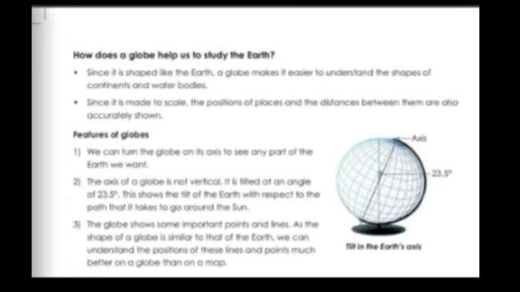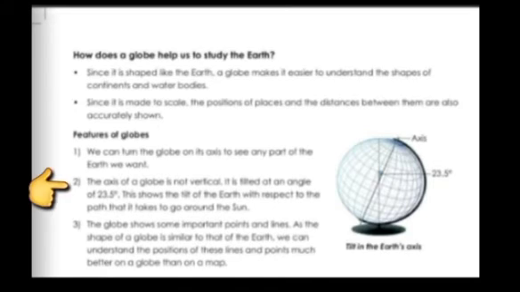Since it is shaped like the earth, a globe makes it easier to understand the shape of continents and water bodies. The second is since it is made to scale, the position of places and the distance between them are also accurately shown. There are some features of globes. First, we can turn the globe on its axis to see any part of the earth we want at a time.